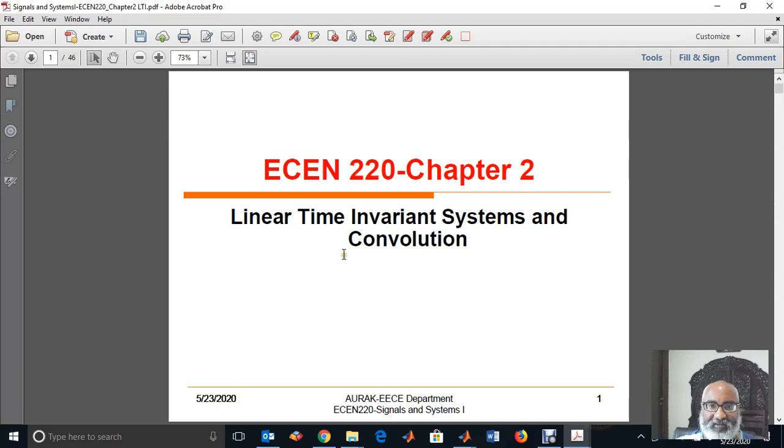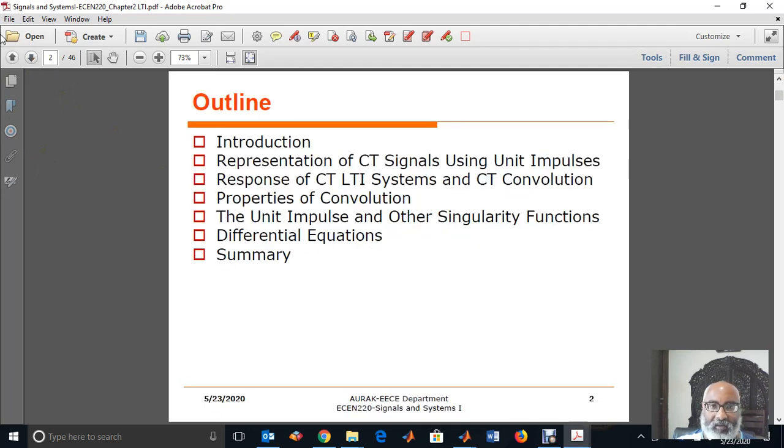Today's topic we will study and discuss linear time invariant systems and convolution, which is chapter 2 for the ECEN220 class. As you remember, this is the outline: representation of continuous time signals using unit impulse, the response of continuous time LTI systems and continuous time convolution, properties of convolution, the unit impulse and other singularity functions, and differential equations.